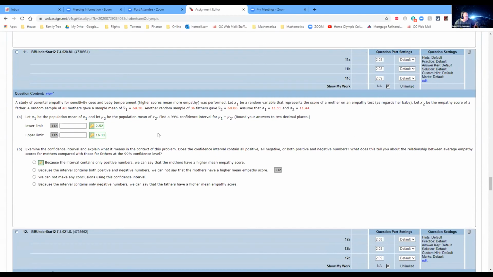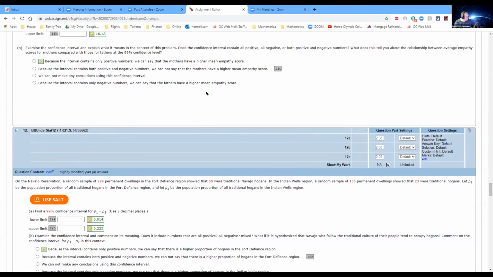Okay. This question 11. Do you notice that they've told you sigma? Right. See sigma 1 and sigma 2? You see that? Doesn't that mean that you're going to have to do difference of means sigma known? So isn't that going to be 2 interval Z thing, not 2 interval T thing, right? So there's one example of that.